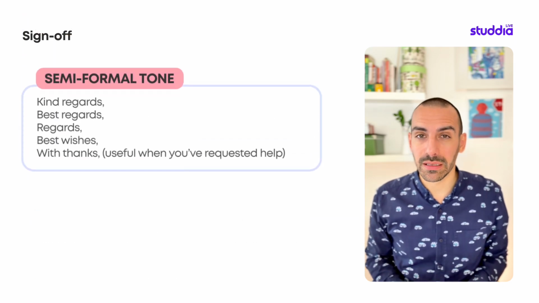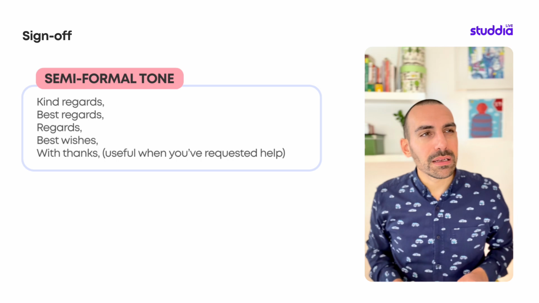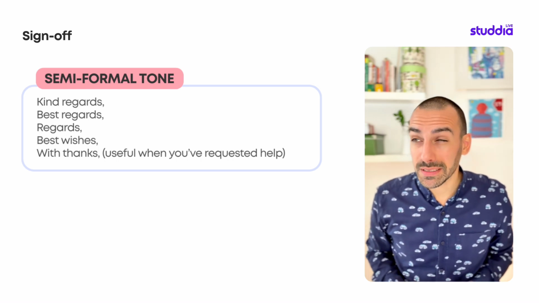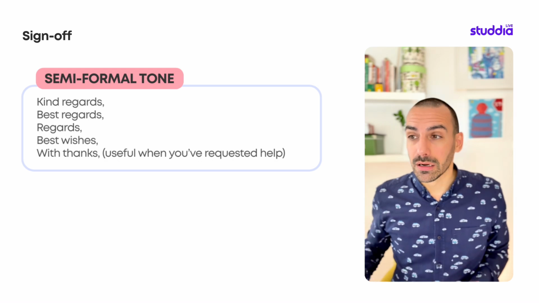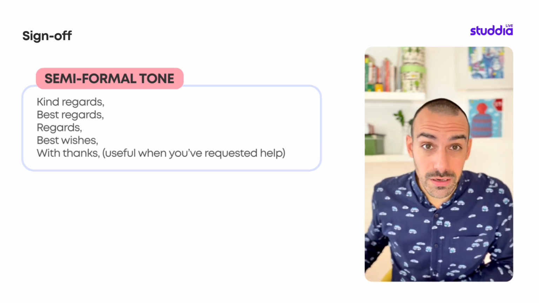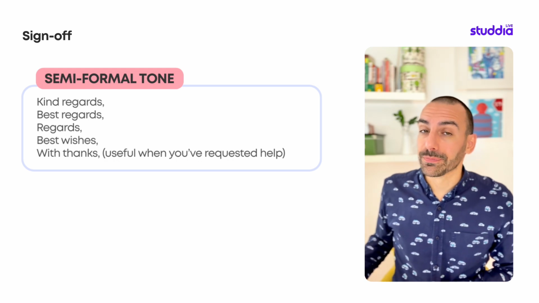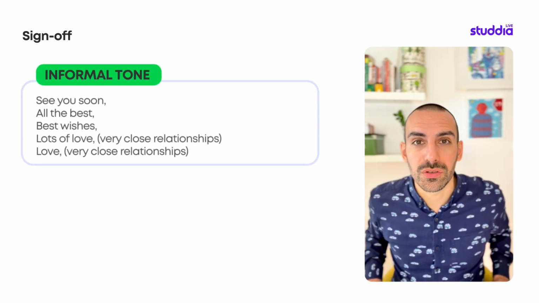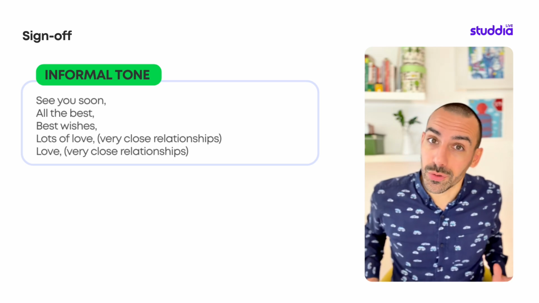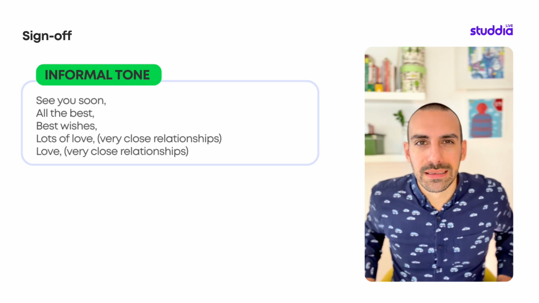In a semi-formal letter, the tone is polite but a little warmer. You might write something like best regards, kind regards, kindest regards, with thanks or best wishes. And in an informal letter where you're writing to a friend or someone close to you, you should keep it casual and friendly.